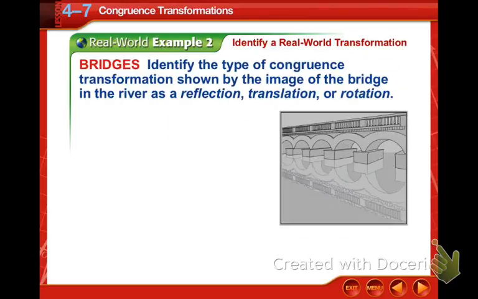So, our next one here, once again, we need to identify the type of congruence. This is a bridge over water. Hopefully you know that the water is going to be reflecting the image. So this is, again, a reflection.